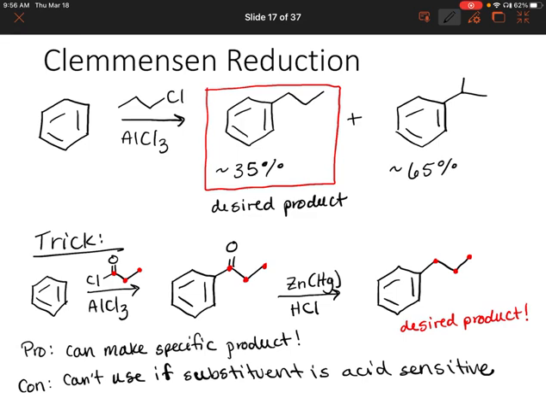All right. So again, this is really useful if you're trying to avoid rearrangement of your carbocation intermediate, because in this case, you have an acyl group instead that's bonding first, and then you just reduce this using your zinc-mercury mixture with hydrochloric acid.